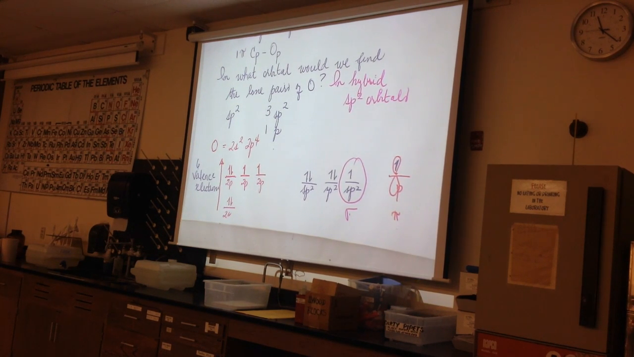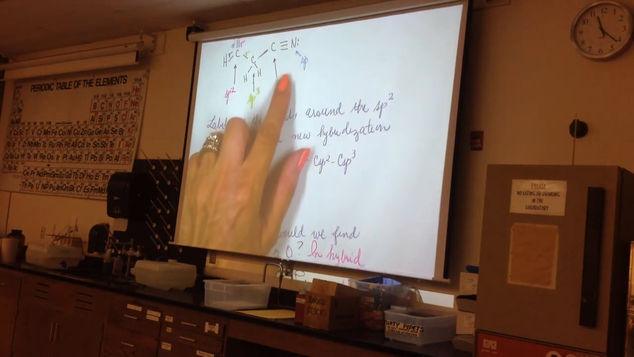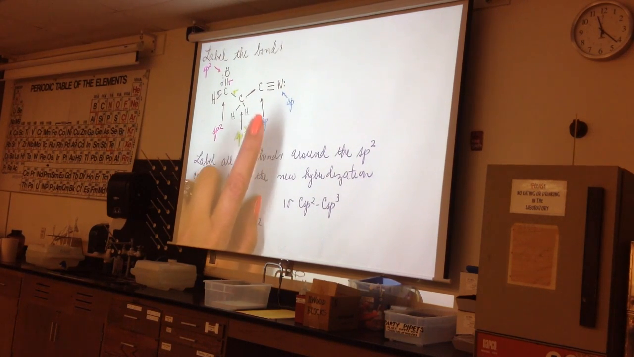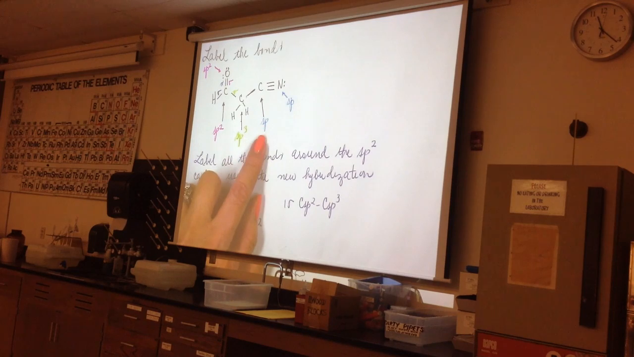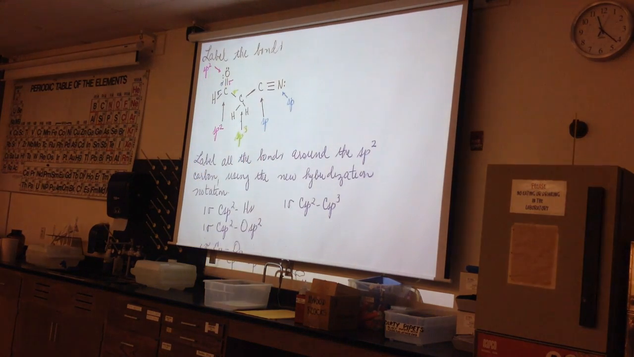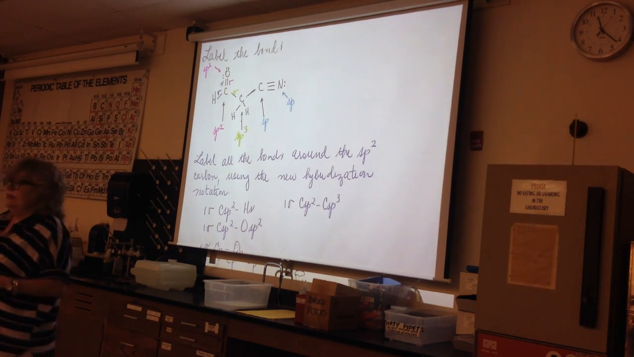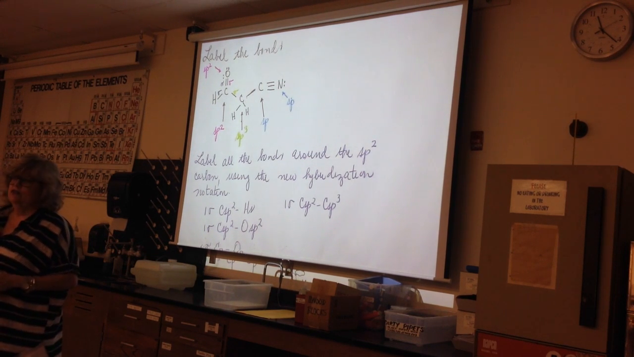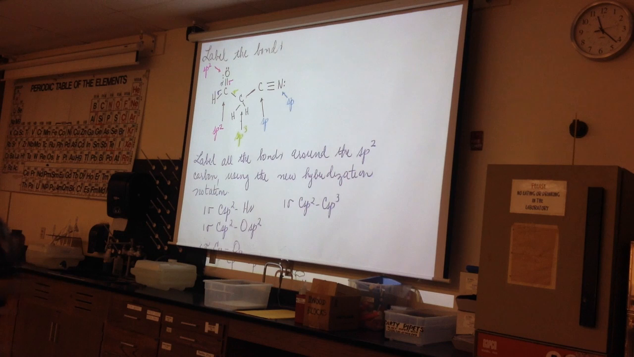Everybody seeing? Any question that you have that I can help out? Okay. So now you go back to the sp carbon. Go ahead and label all the bonds around the sp carbon, just like you did before. There shouldn't be so many of them.